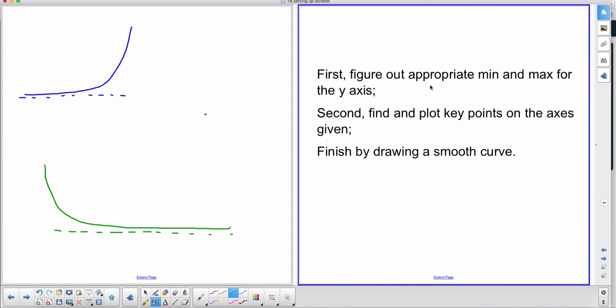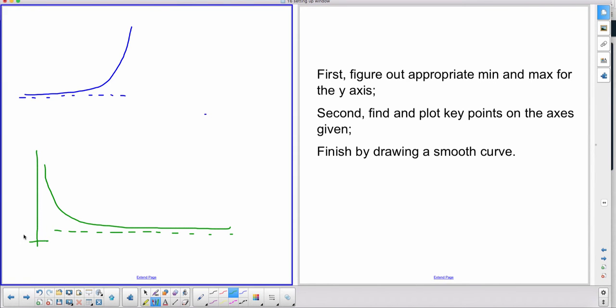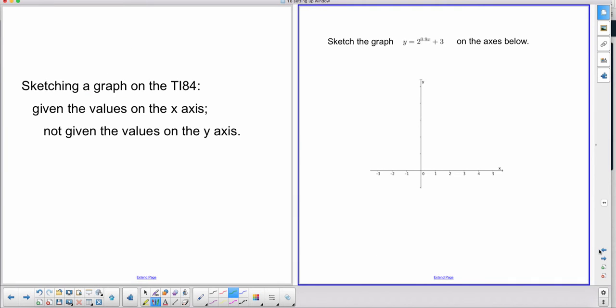First, we want to figure out an appropriate minimum and maximum for the y-axis. Second, we're going to find key points on the curve and plot those key points. And finally, we'll join those key points with a smooth curve. So let's take the calculator.